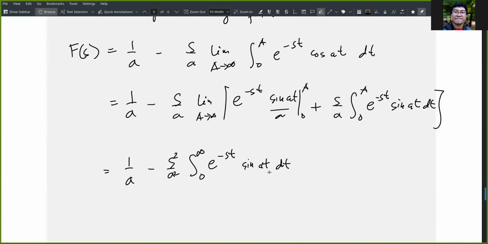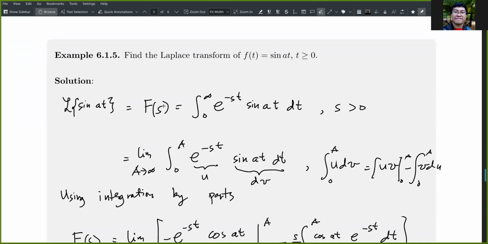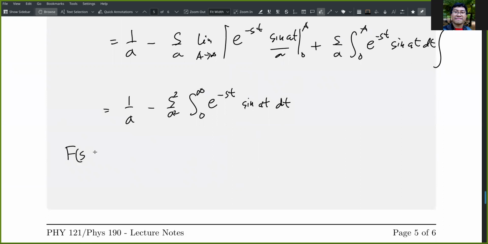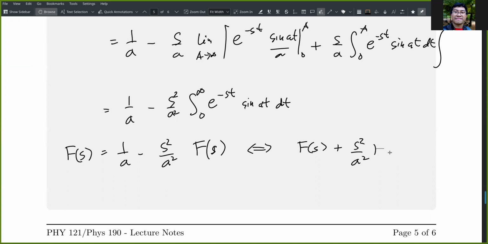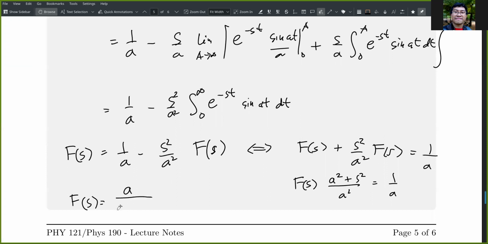But this is now familiar. We simply went back to F(s). Okay, so we have an expression F(s) equals 1 over a minus s squared over a squared times F(s). And then we'll solve for F(s). So this equation becomes F(s) plus s squared over a squared F(s) equals 1 over a. Okay, so you factor out F(s), you have F(s) times (a squared plus s squared) over a squared equals 1 over a. So you have F(s) equals a divided by a squared plus s squared.